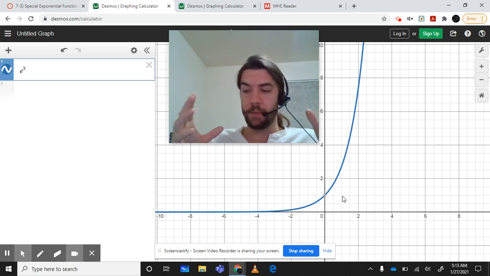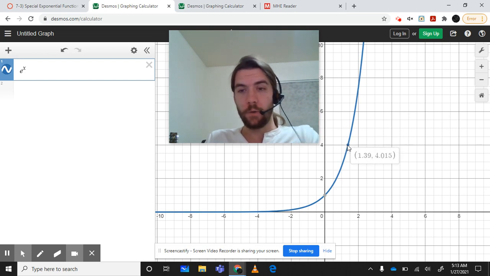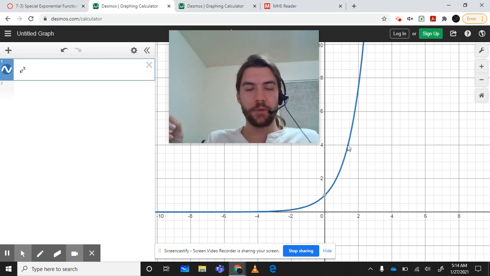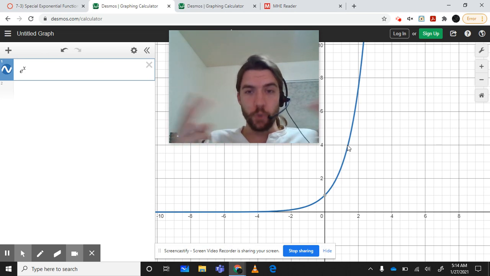So this is what I kind of meant when I was trying to tie into that proportionality idea. The rate at which this line is growing is exactly the value at that point. So, for example, right here at x equals 1.39, this graph is growing with a slope of 4.015, but it's also at a value of 4.015. So it's exactly proportional. Whereas with other ones, like 2^x, whatever the value is, the slope is twice that. I might have that backwards. I think that's x squared.